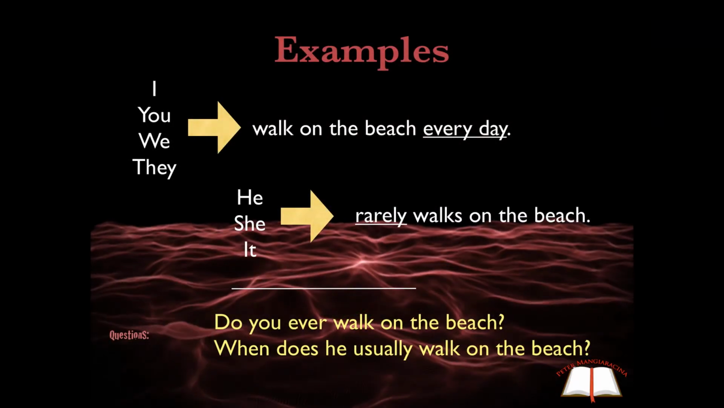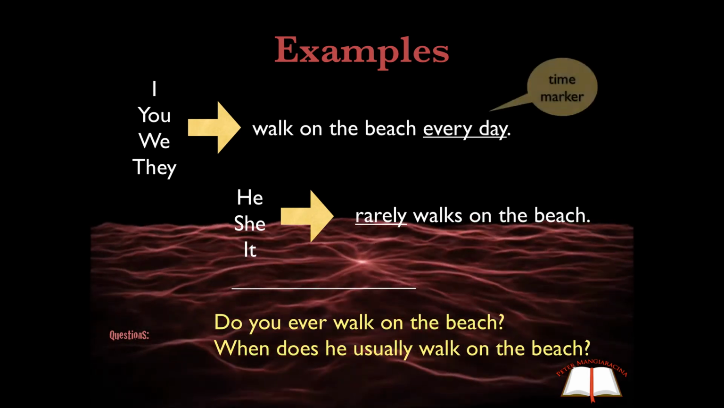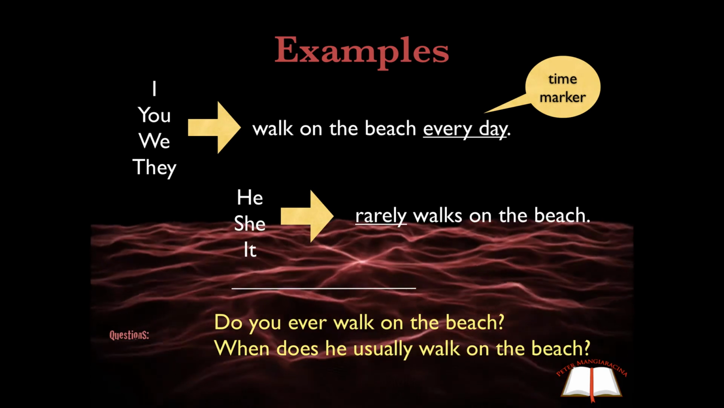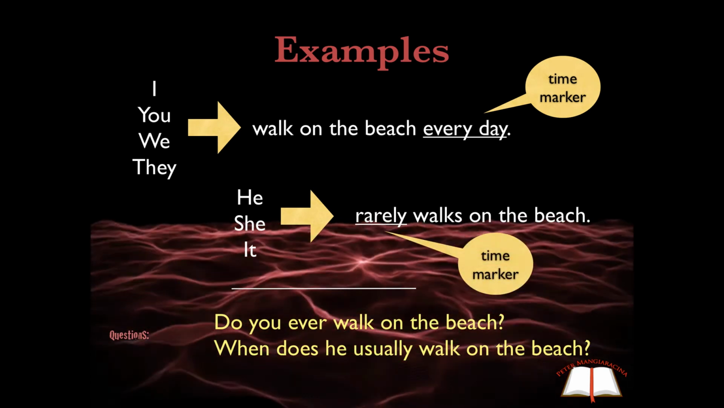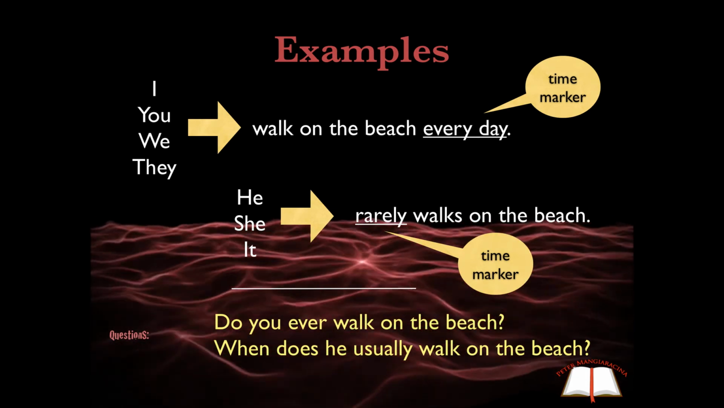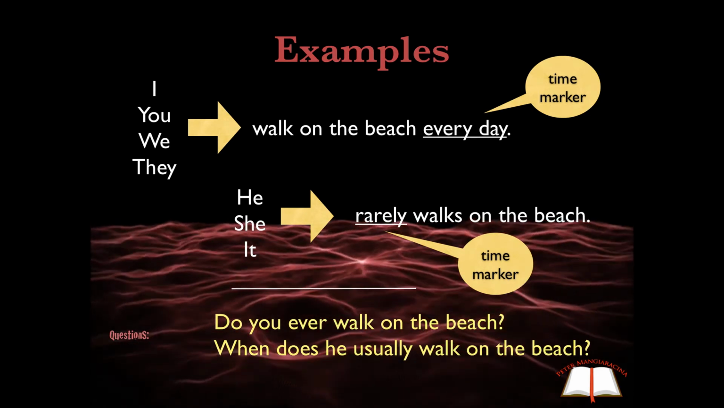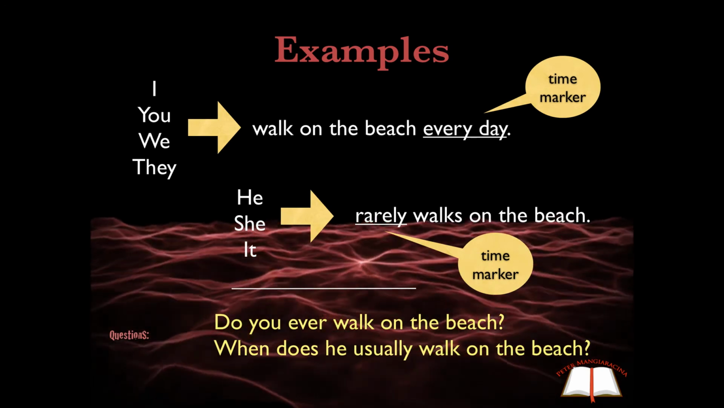Here are some examples. I, you, we, they walk on the beach every day. Every day is a time marker. He, she, or it rarely walks on the beach. Rarely is a time marker. Typical questions: do you ever walk on the beach? When does he usually walk on the beach? If you notice, the questions follow the question formula that I told you about before.